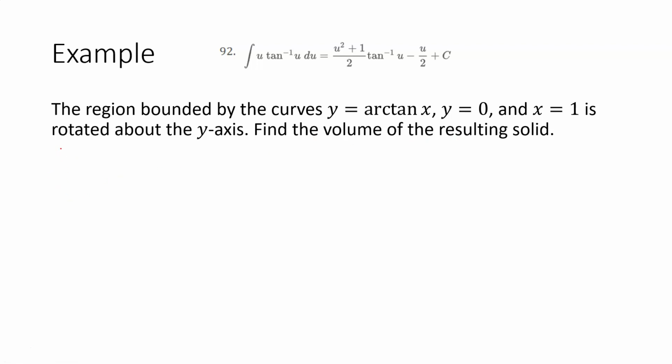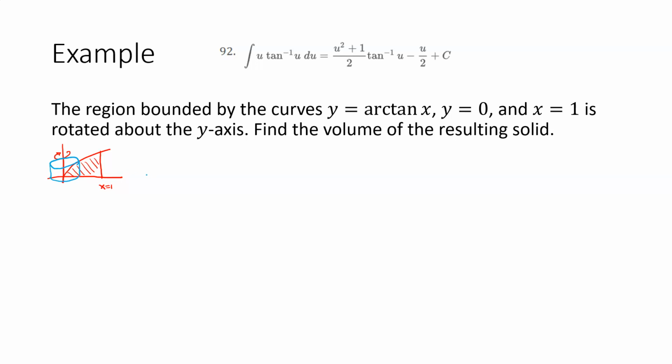Okay, so just to imagine this solid that we're forming here, we have the graph of arctan, which will be something like this, from x equals 0 to x equals 1, and then the y-axis is the lower boundary. So it's this region here, and we're revolving around the y-axis. So we're going to be using cylindrical shells to form the solid.